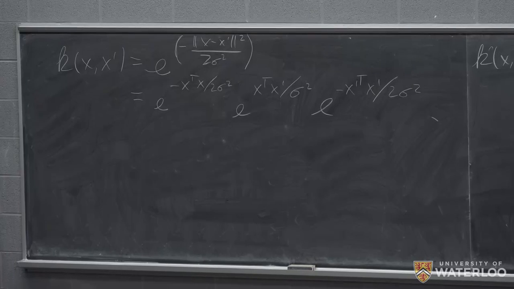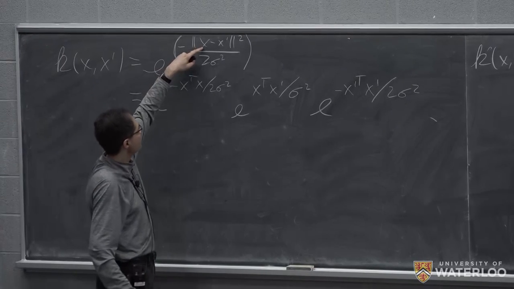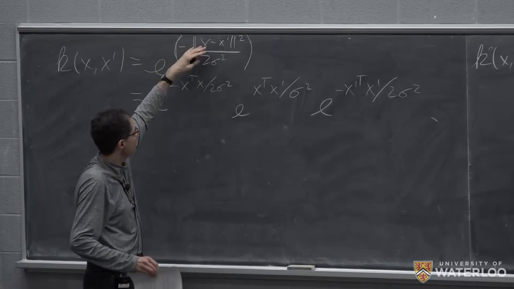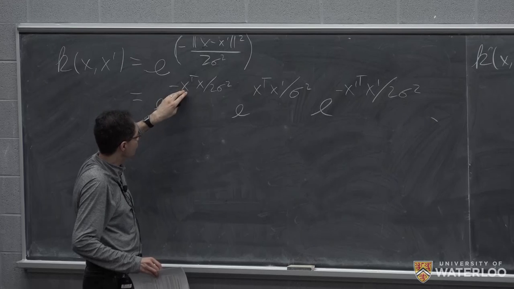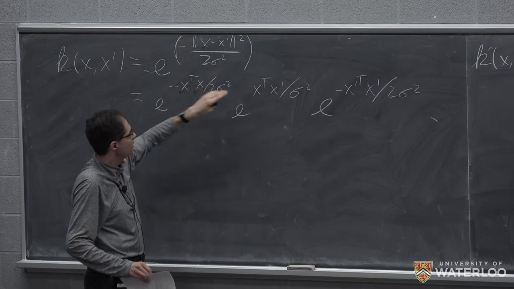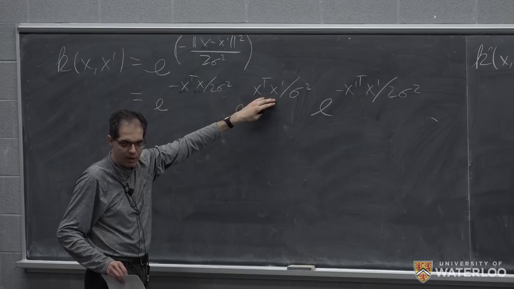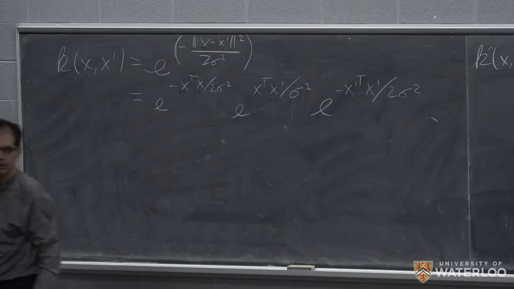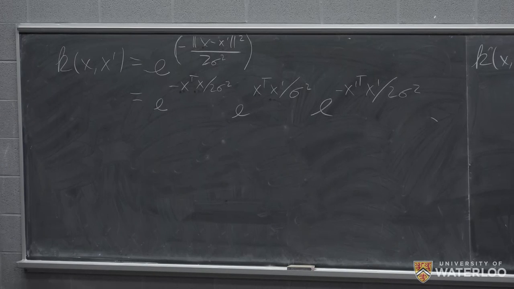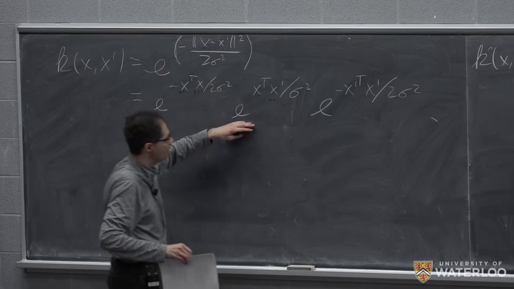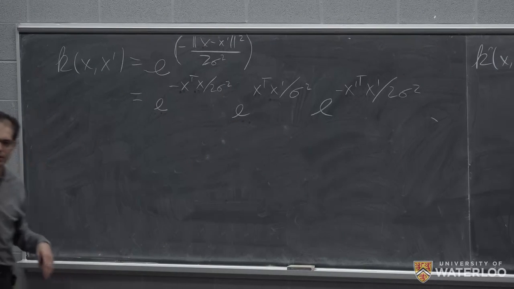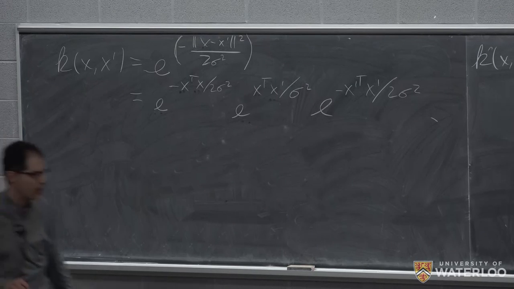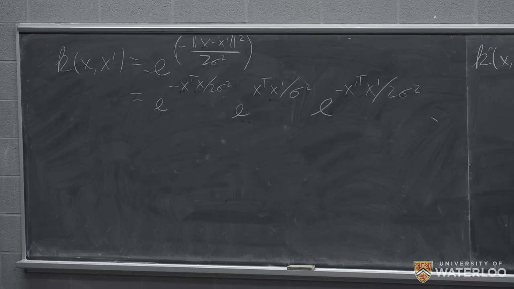What I've done is essentially expand x minus x prime. If these are vectors, when I take the Euclidean norm, it translates into a term that is x transpose x, another term that is x transpose x prime, and then one last term that is x prime transpose x prime. And now those terms, I can separate into different exponentials as follows. Now that we've got this expansion, let me go back here to the rules.